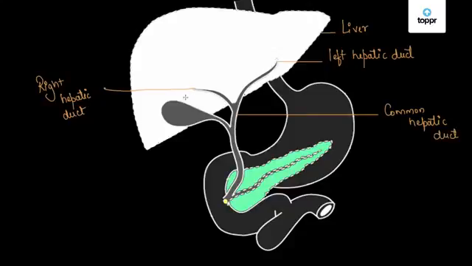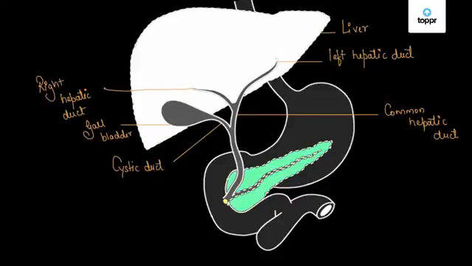So moving forward, there is an organ which is present just at the right lobe of the liver, and this organ is called the gall bladder. So gall bladder is present very close to the liver and it also gives out a duct, and this duct is called the cystic duct. So the cystic duct is given out by the gallbladder.